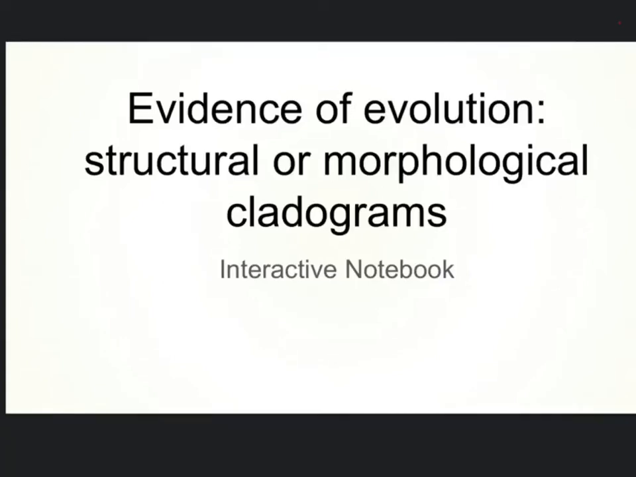So here we're going to start talking about ways to track some of the evidence for evolution. We're going to start off with structural cladograms. Those are cladograms that refer to physical structures that species have. They're also sometimes called morphological cladograms because morphology, you know from the video, is all about the study of shapes.